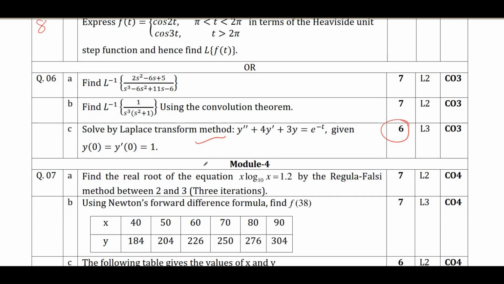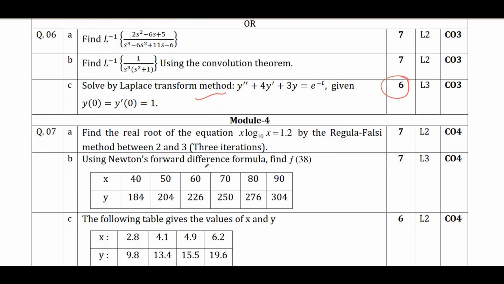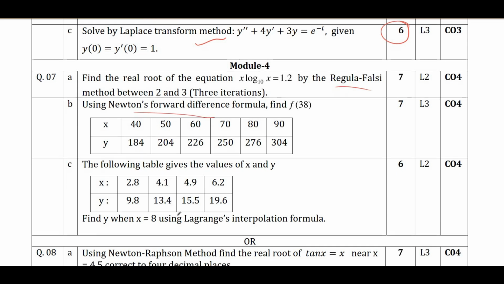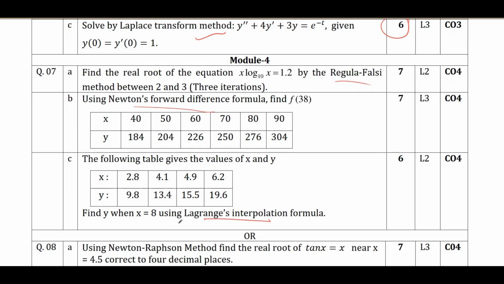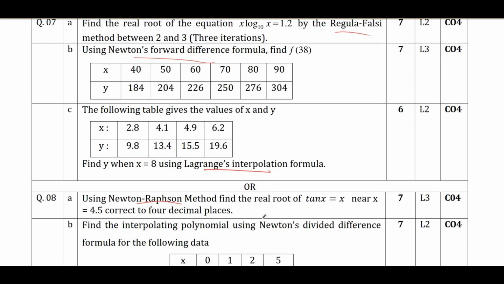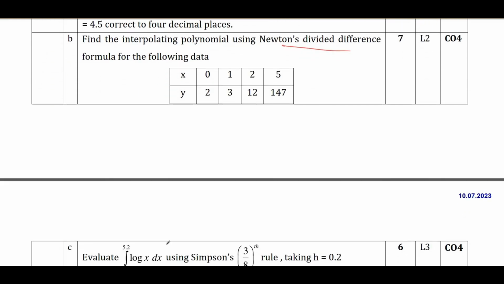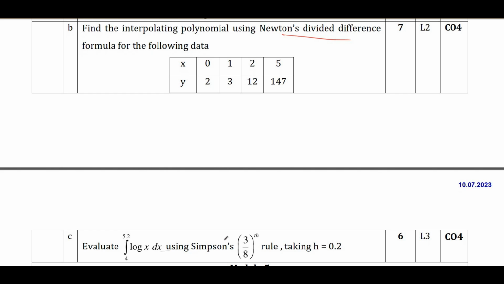Moving on to module 4. Module 4 is Numerical Methods 1. So you are going to have the regula falsi method, Newton forward difference method, Lagrange's interpolation method, Newton-Raphson method, Newton divided difference, and also numerical integration. So you have totally 5 to 6 methods.